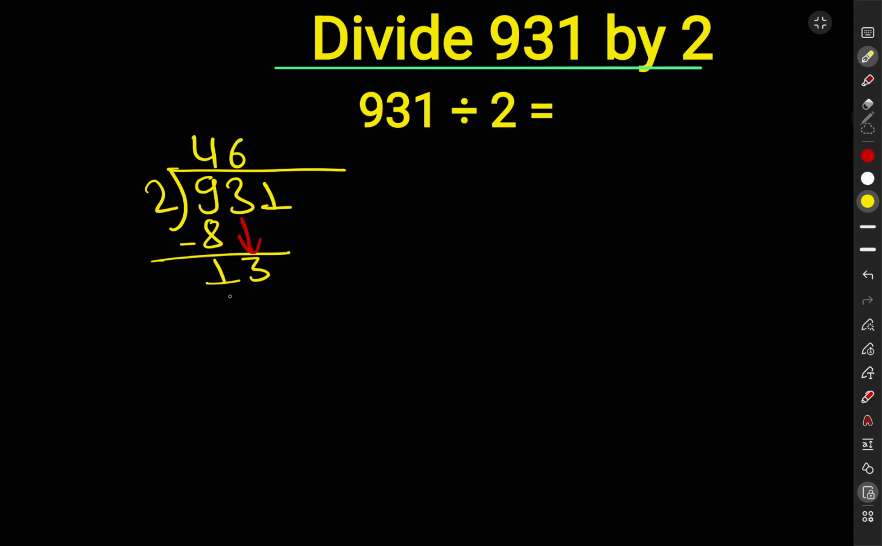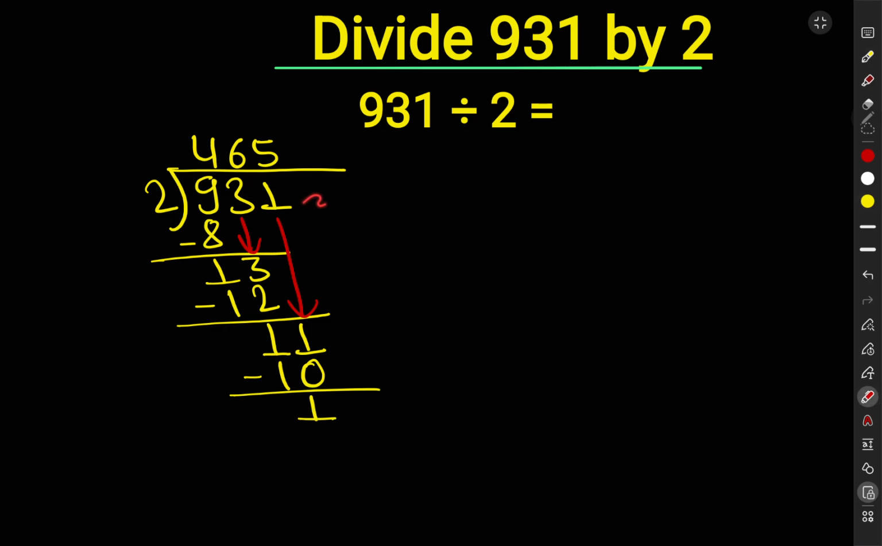So 2 times 6 is 12. On subtracting we get 1. So again we put down this 1 and it is 11. So 2 times 5 is 10. On subtracting we get 1.